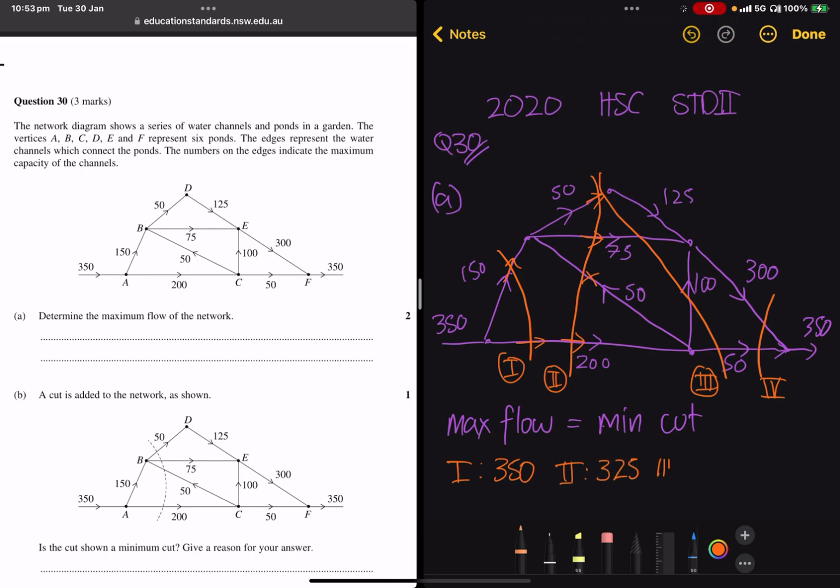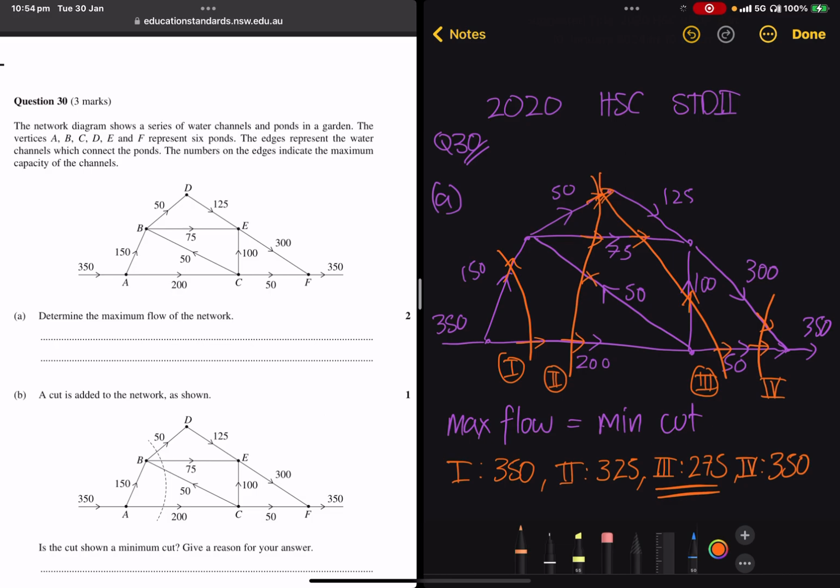325. Cut 3, we go through 50 and then 75 and then 100 and then 50. So 50 plus 50 is 100 plus 100 is 200 plus 75 is 275. And then cut 4, IV, is 300 and then 50. This is 350. So of the 4 we've chosen here, cut 3, 275, is the lowest.